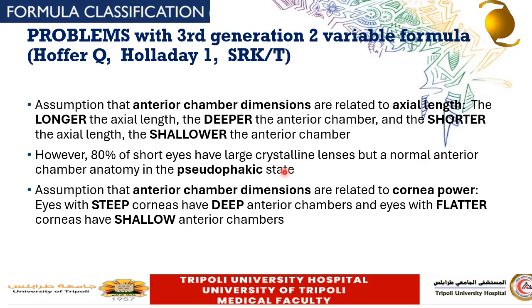So based on this assumption, there are some cases that have refractive surprises, and this disproves the assumption made by Holladay in 1996. That's to say, there is no linear relationship between the axial length and the anterior chamber or anterior segment anatomy. And there are 9 models of the eye that I will explain in the discussion of the Holladay 2. So this led to the generation of the 4th generation formulas, to correct for the pitfalls that the 3rd generation fell into.